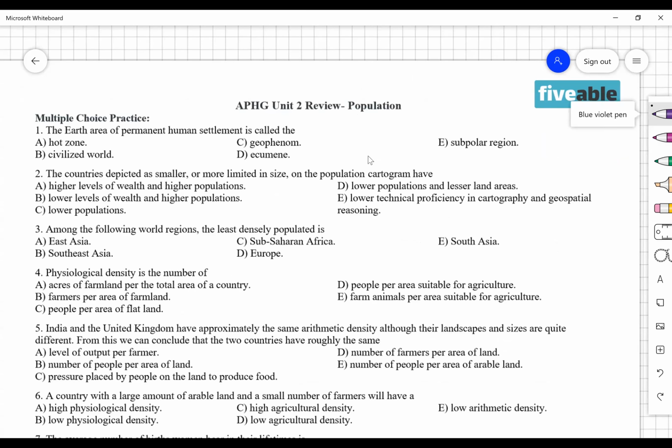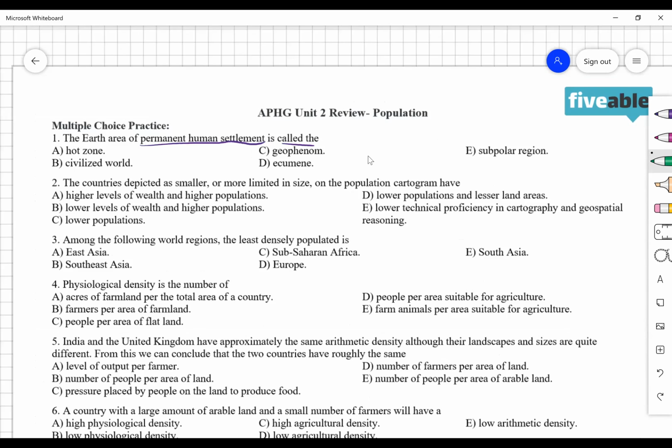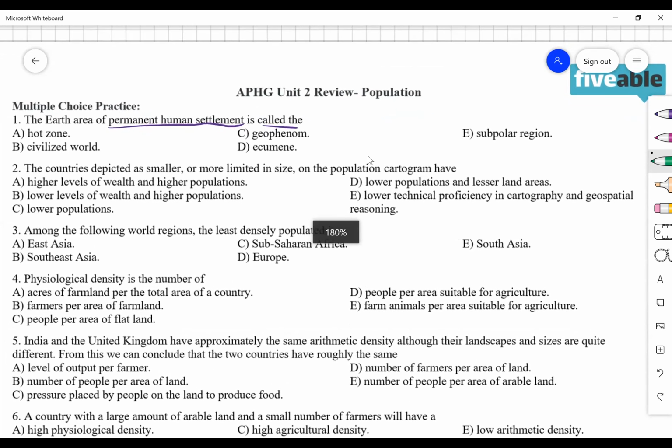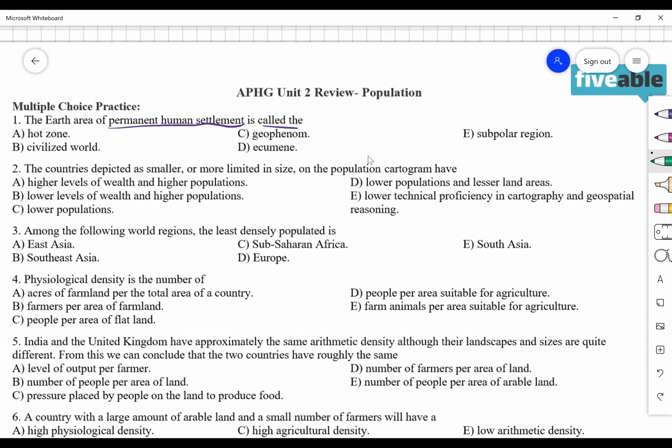Alrighty. So the Earth area of permanent human settlement is called the... let's see. Honestly, looking at this, I don't know the answer off the top of my head. This is obviously something I wasn't taught or don't remember. So let's look at this together and start eliminating things just like we did on the last Unit 1.